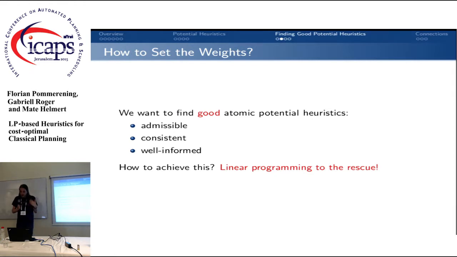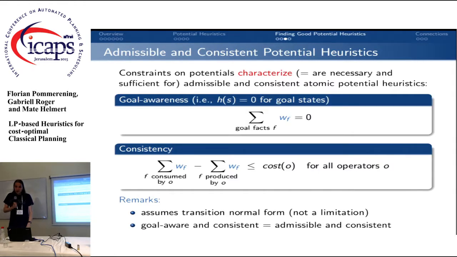Well, that's where we have the linear programs again. The very nice property of these atomic potential heuristics is that we can write down a set of constraints on the weights that exactly characterize which of these functions are admissible and consistent. So maybe let's take a step back. What actually is the problem we want to solve? Once I've fixed the set of features, the remaining thing is only to assign the weights, right? Finding a potential heuristic boils down to coming up with suitable weights. Some weights will give me admissible heuristics, some won't. So the question is, which combinations of weights will give me admissible heuristics?